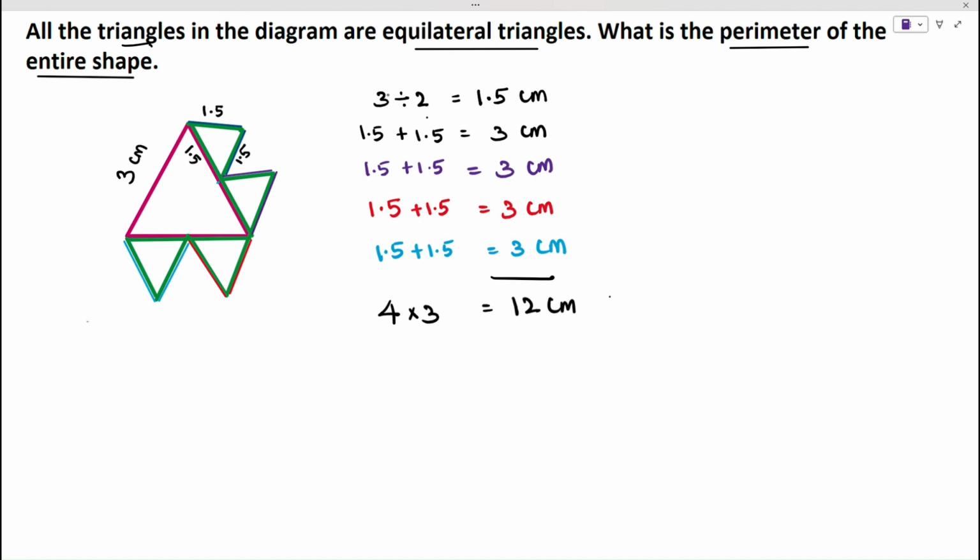But we must not forget the length of our larger equilateral triangle, which has 3 centimeters exposed. So 12 plus 3 is equal to 15 centimeters. And this is the perimeter of the shape.